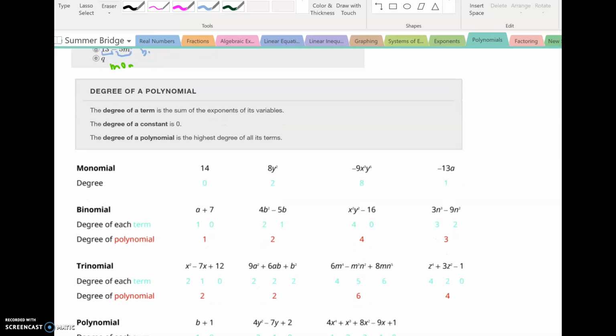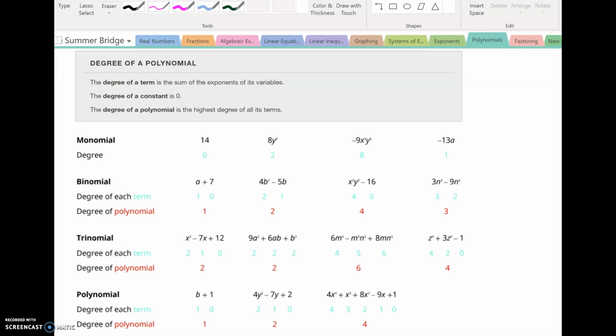The next thing that we usually talk about with polynomials is the degree of a polynomial. The degree of a term is the sum of the exponents of the variables. And the degree of a constant is 0. So basically the degree of the polynomial is the highest degree in all of its terms.